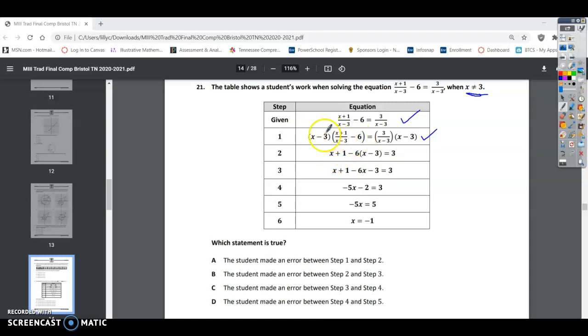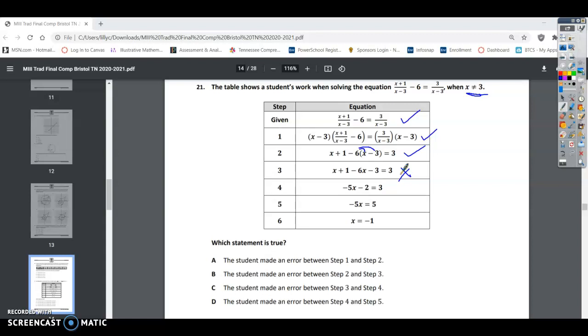Since this didn't have a denominator, you have to multiply it by that. So that is correct. And then the denominators cancel here. So in step 2, that has been done correctly as well. All right, so in step 3, they bring down the first part, and this would be distributed. And they did not distribute the negative 6 to the negative 3. So that is not correct.